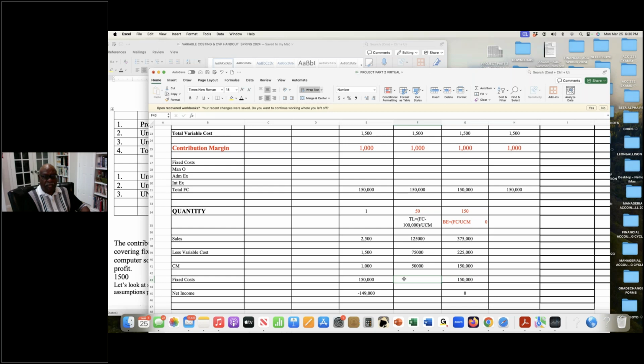Since the fixed cost is staying the same, this number is going to equal the 50,000 minus the 150,000. We get the $100,000 loss. So 50 does produce the 100,000. Any questions?